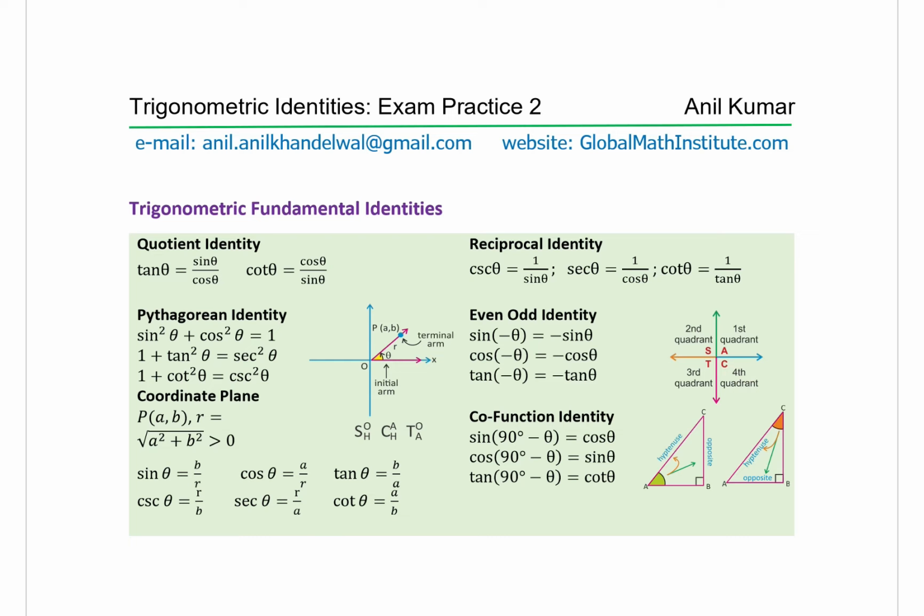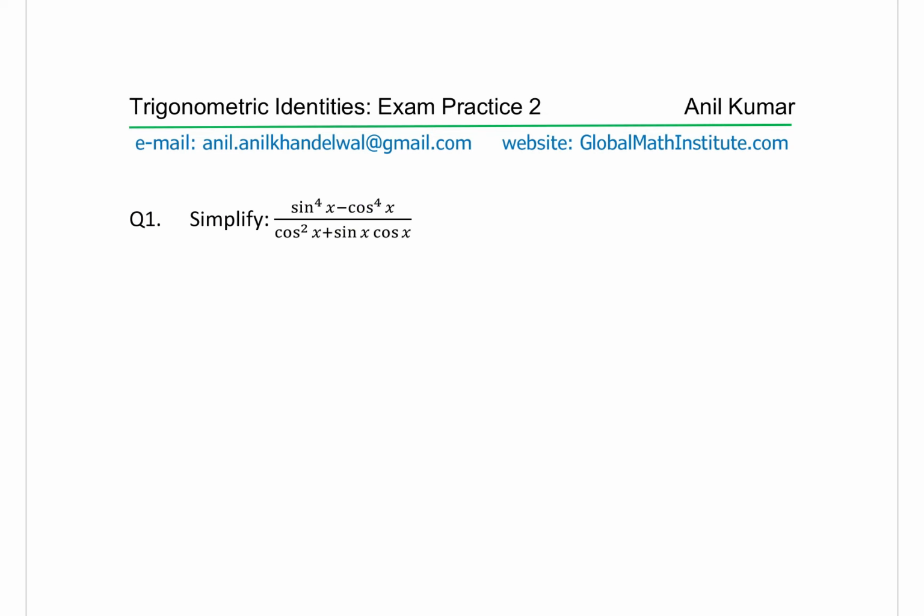Now, with that in mind, let's take up the very first question, simplify the expression. Let's rewrite the question first. It is sine to the power of 4x minus cos to the power of 4x over cos square x plus sin x cos x.